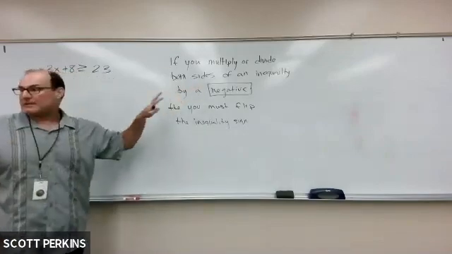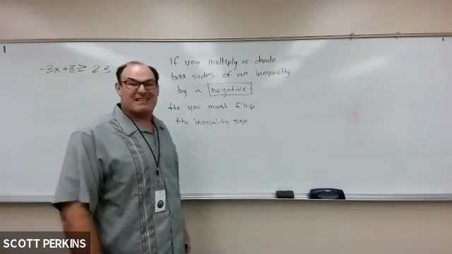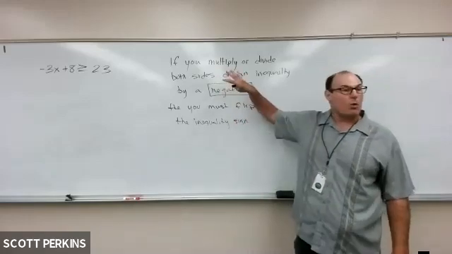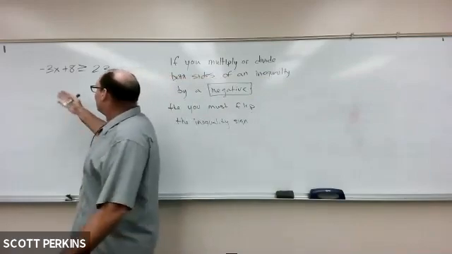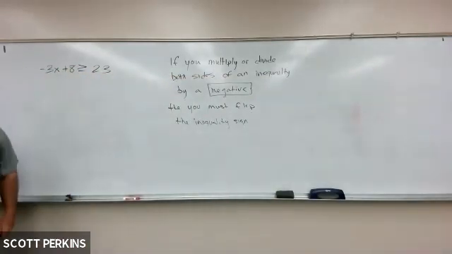Okay, so once you've got that written down, here's my next example. I've got an example, and then I'm going to have you do 2 or 3 or 4 because the process is exactly the same as solving equations. There's no difference other than this one thing. So here goes. Negative 3x plus 8 is greater than or equal to 23.